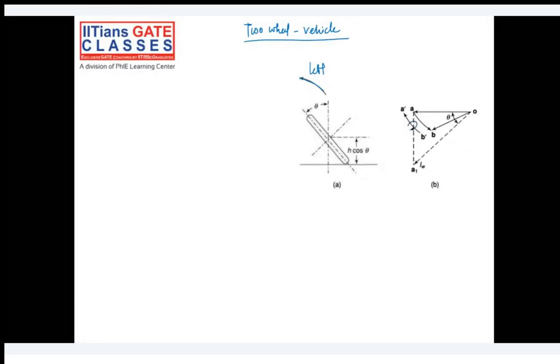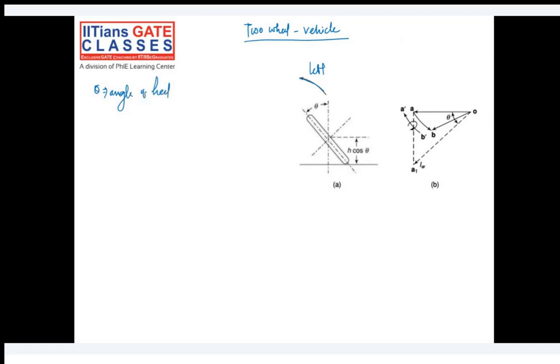Okay, I'll repeat. We have a vehicle taking a left turn here. Whenever we are taking a left turn, generally we incline our wheels or incline the whole vehicle by a certain angle theta. We don't directly take a left turn like this. We turn the vehicle by some angle theta. Let's say theta is with respect to the vertical. Let's call it the angle of heel. It is the inclination with respect to the vertical or equilibrium.